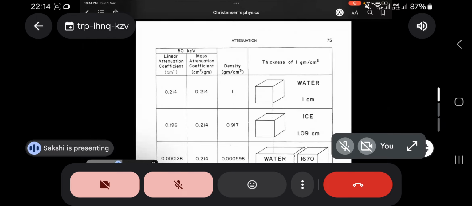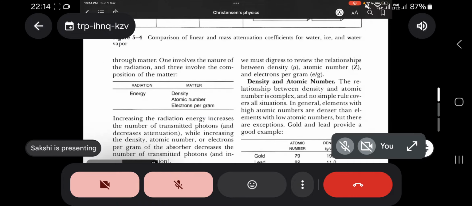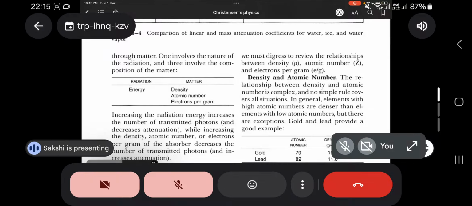If I am considering water, ice, and vapor, will the density change? Yes or no? Yes, ma'am. So, will the mass attenuation coefficient change? No. Are you sure? If yes, why? Because the mass is the same. You just said that in terms of density, it will be different for all the three states of matter.